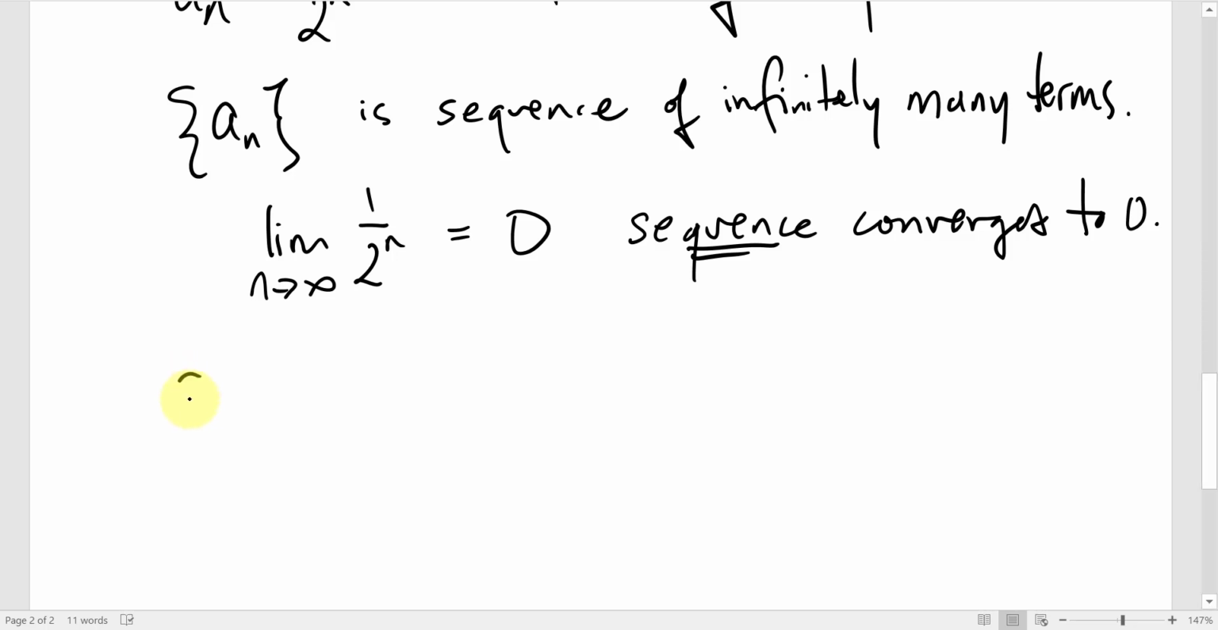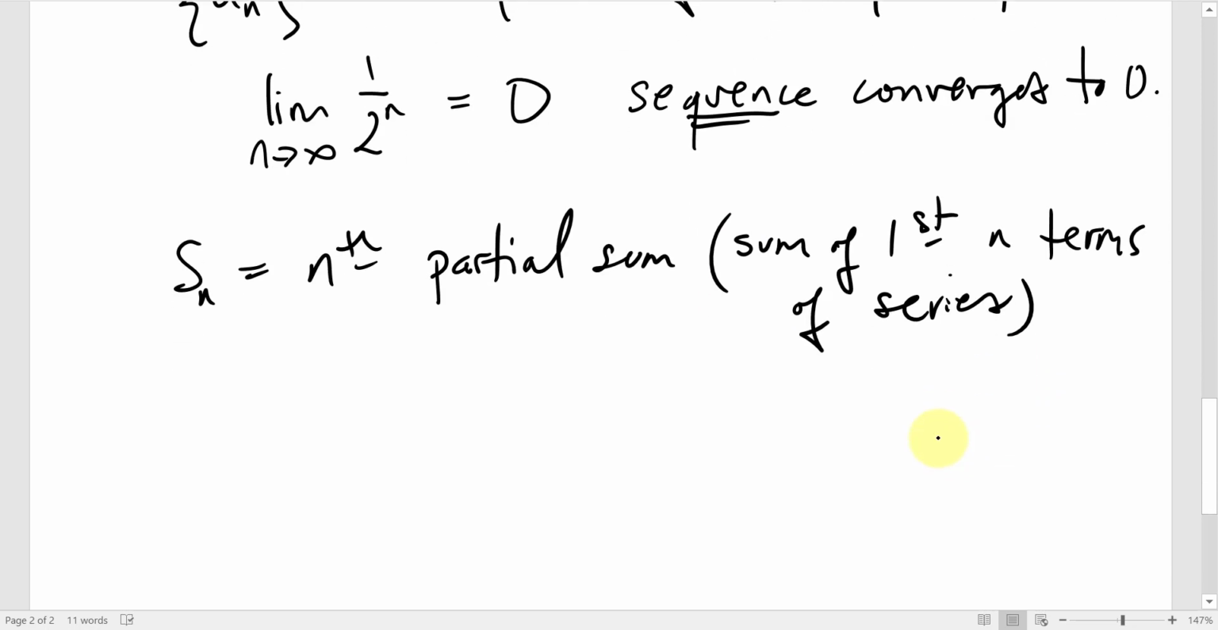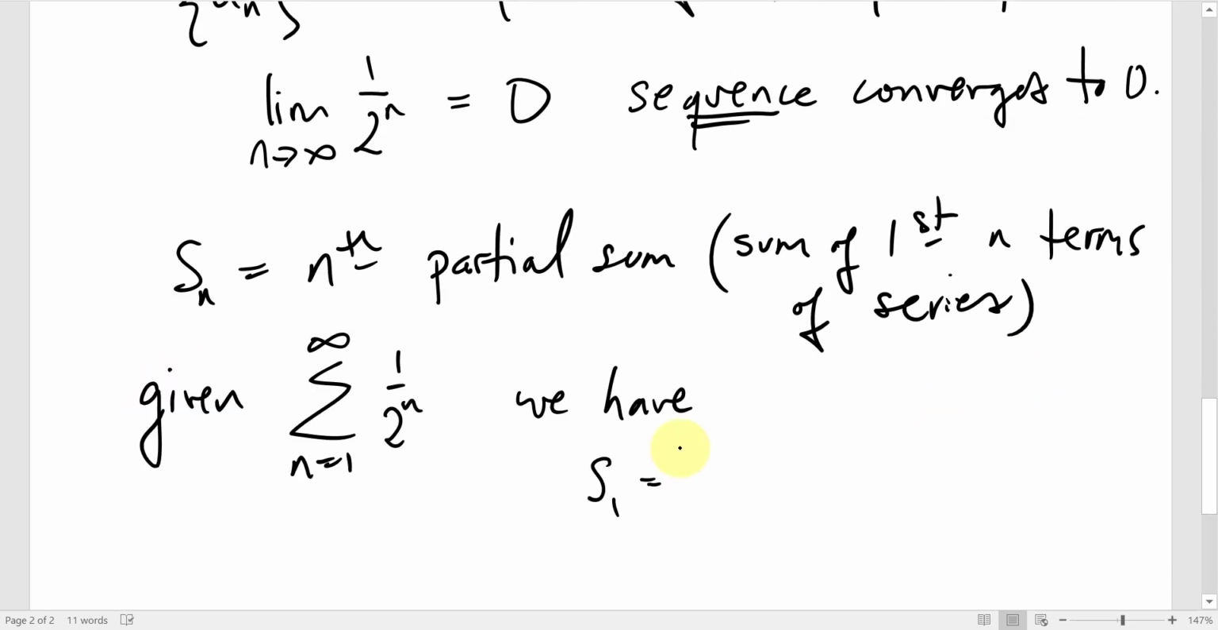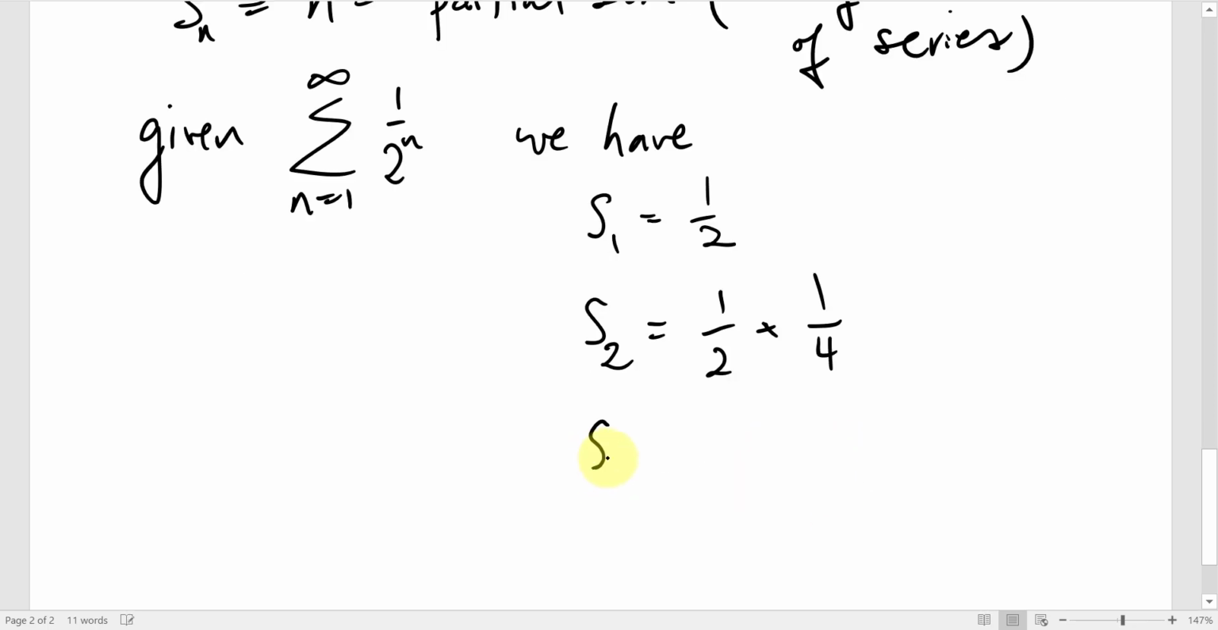In this case, in order to really make sense of the idea of a series, what we do is we say Sn is the nth partial sum, which is the sum of the first n terms of any particular series, generally an infinite series, right? So in this example, we could look at individual partial sums, like the first partial sum. The first partial sum is just the first term of the series, and the second partial sum is the sum of the first 2 terms.